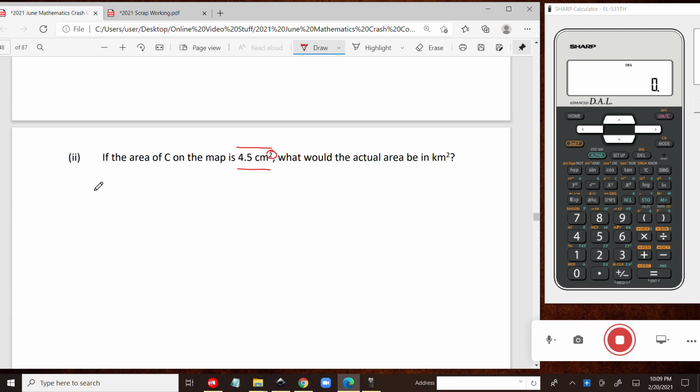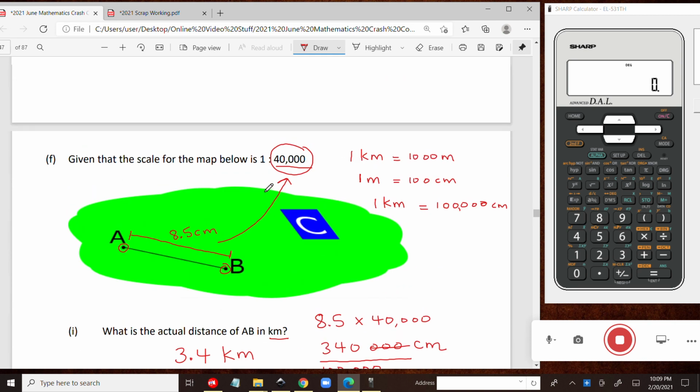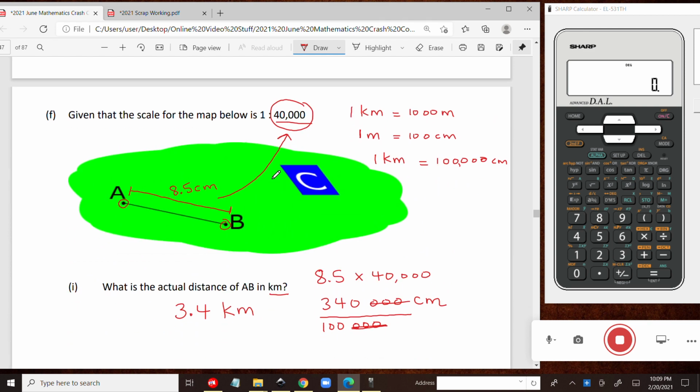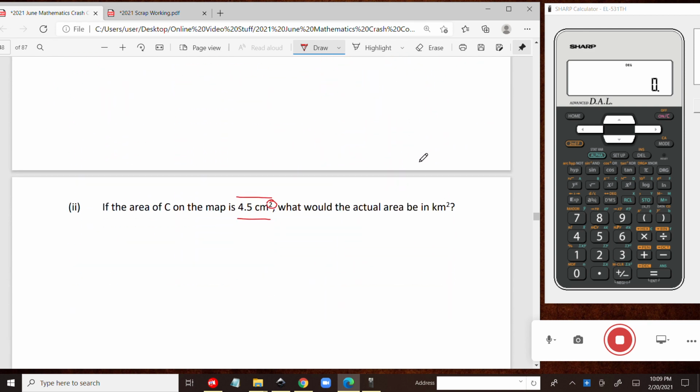So, here's what. Let's look at the scale here. Remember, we said 1 kilometer is equal to 100,000 centimeters. Also, the scale on the map is 1 to 40,000, which means any length, keyword length, measured is 40,000 times larger. Length and area are two different types of measurements.